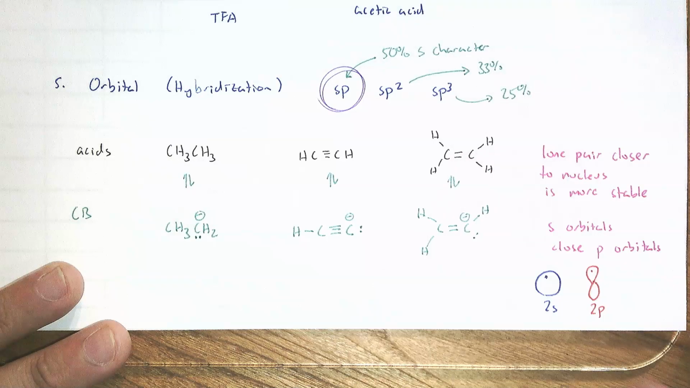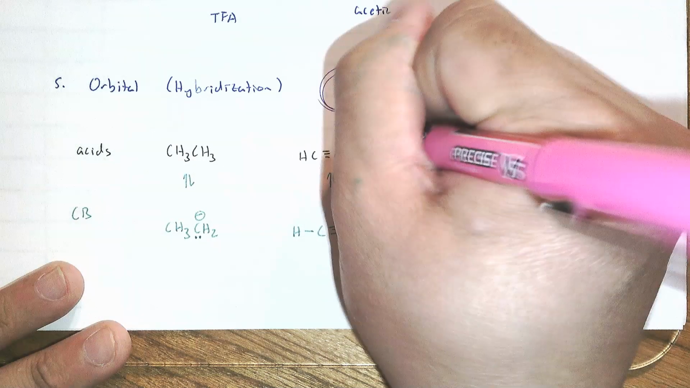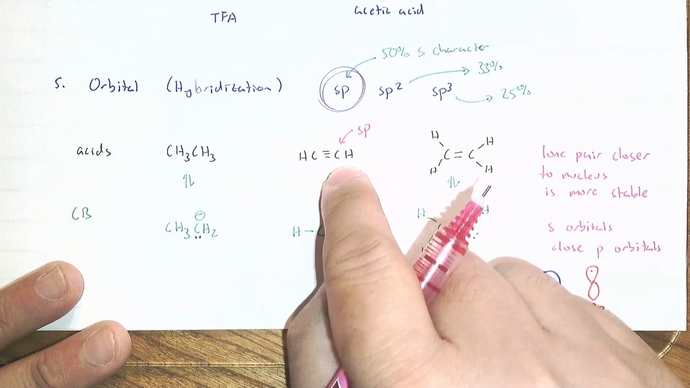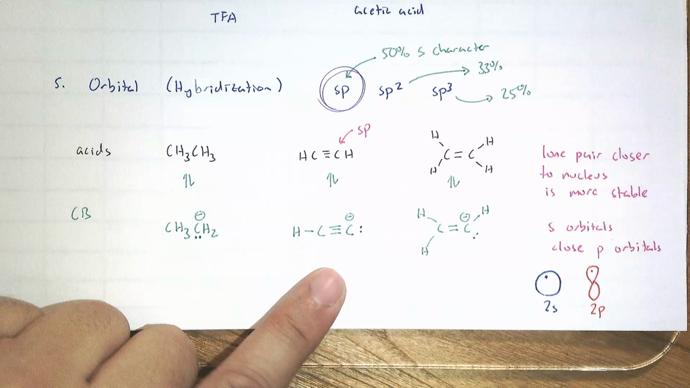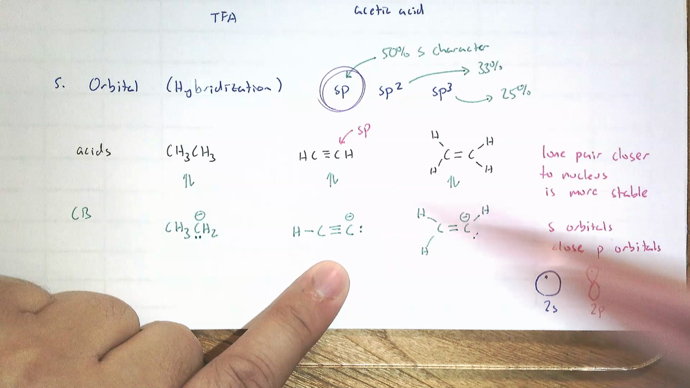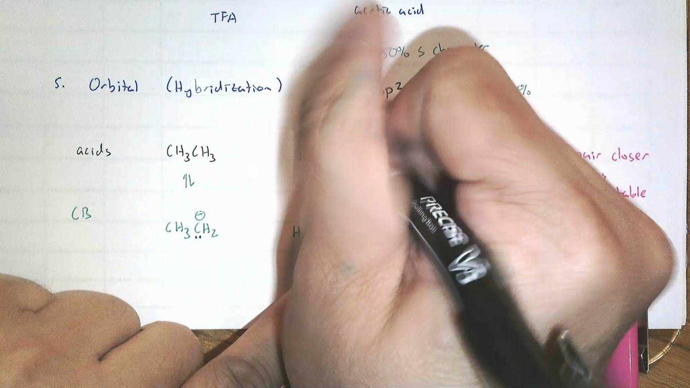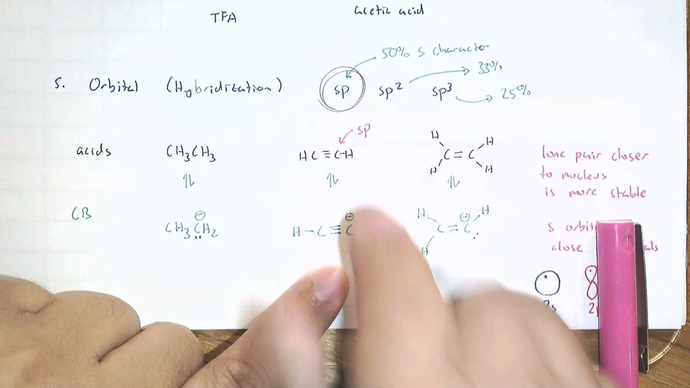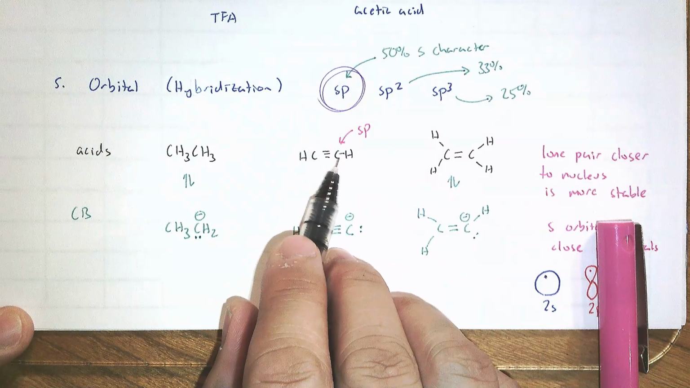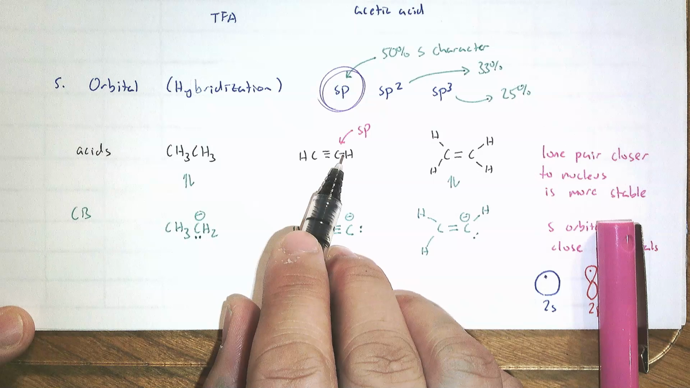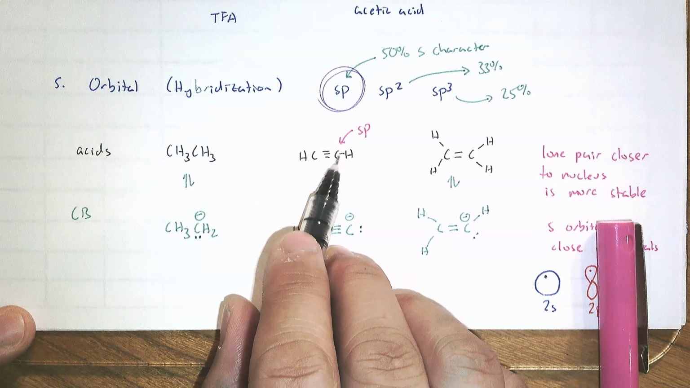You got to know that this carbon is sp hybridized. Now, I know we're supposed to be looking at the conjugate bases, but that's true. When this hydrogen is removed by a base, that lone pair falls into the sp orbital that was part of this bond.